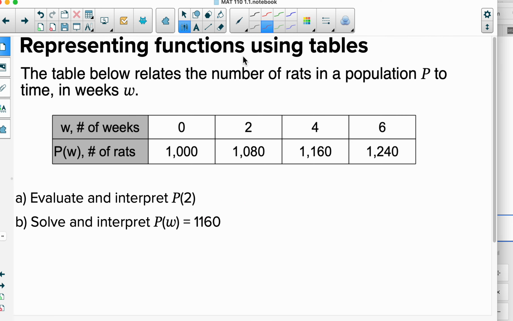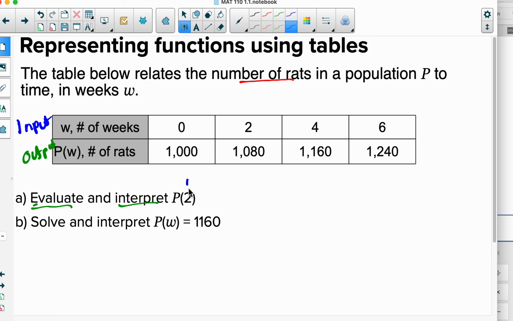So now if we have functions and tables and we want to interpret them, we can do that as well. This is similar to the earlier problems we did. I have a table here. It relates number of rats to the rat population. Again, I'm going to have my inputs on the top row and my output on the bottom row. And it says evaluate and interpret P of 2.